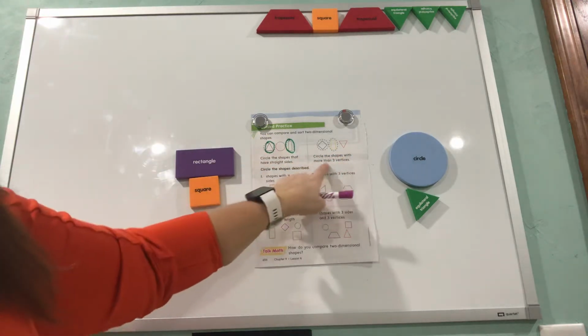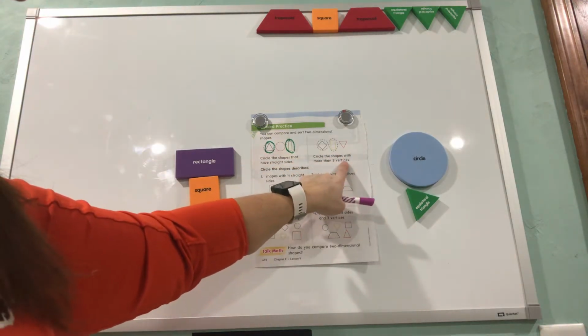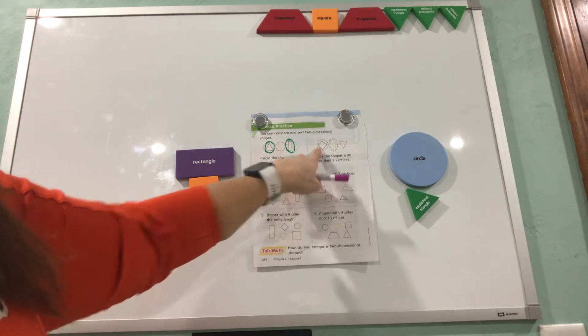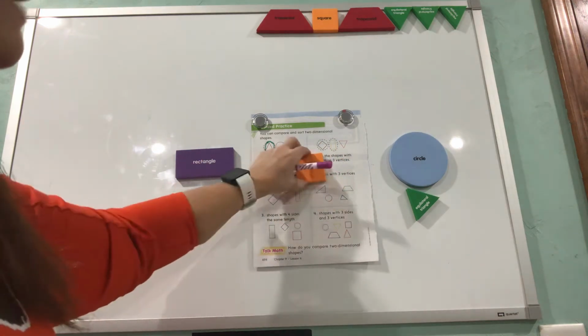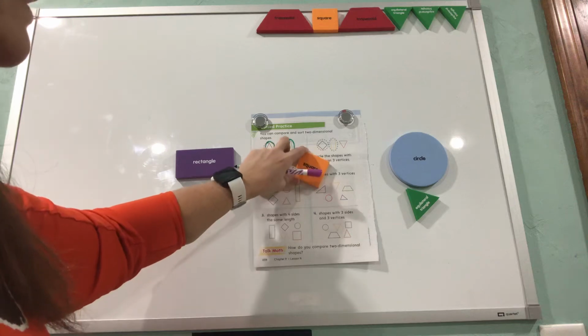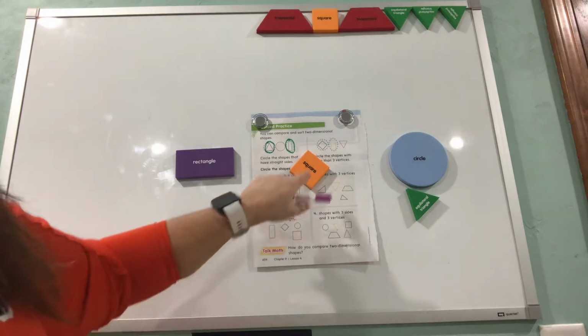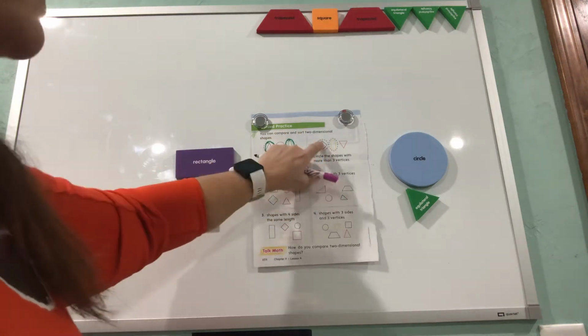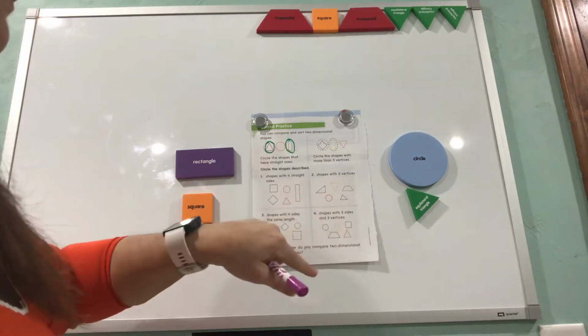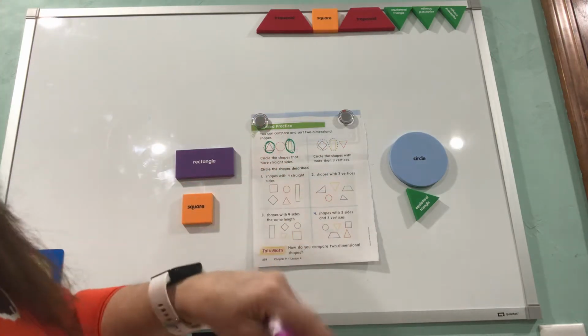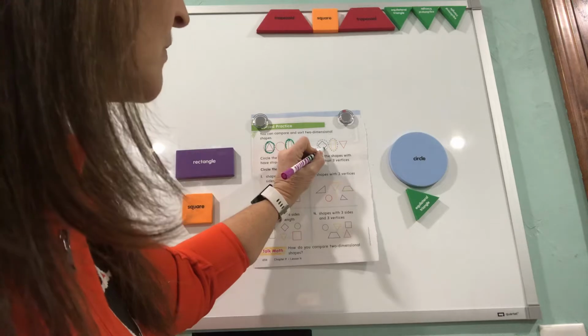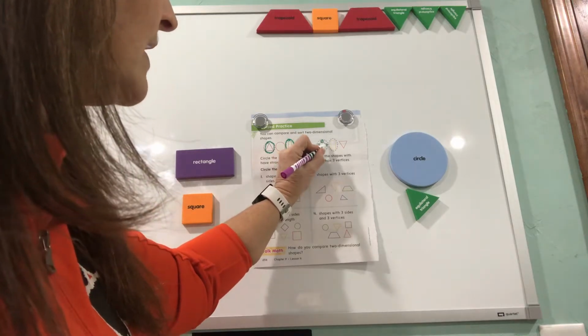Circle the shapes with more than 3 vertices. So if I look at the square, and all they did here, it looks like a diamond. They took the square and they just turned it this way. So now it kind of looks like a diamond. So I have 1, 2, 3, 4 sides, which means it also has 4 vertices. So let's count them. 1, 2, 3, 4.